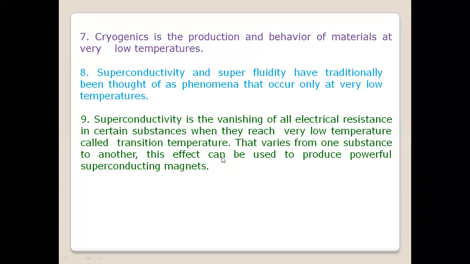The temperature at which the resistance goes to zero in superconductivity is called the transition temperature. This transition temperature varies from one substance to another. For example, in the case of helium, the transition temperature is 4.2 Kelvin.